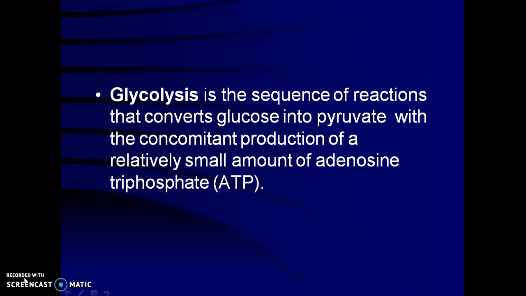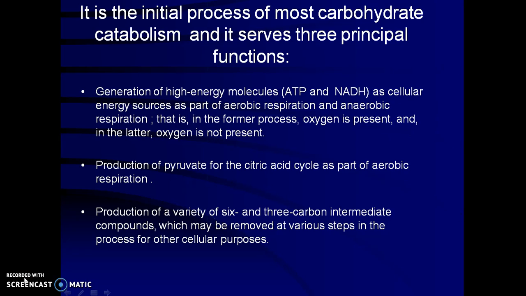Glycolysis is a sequence of reactions that convert glucose into pyruvate with the concomitant production of a relatively small amount of ATP. It is the initial process of most of the carbohydrate catabolism, and this serves three principal functions.